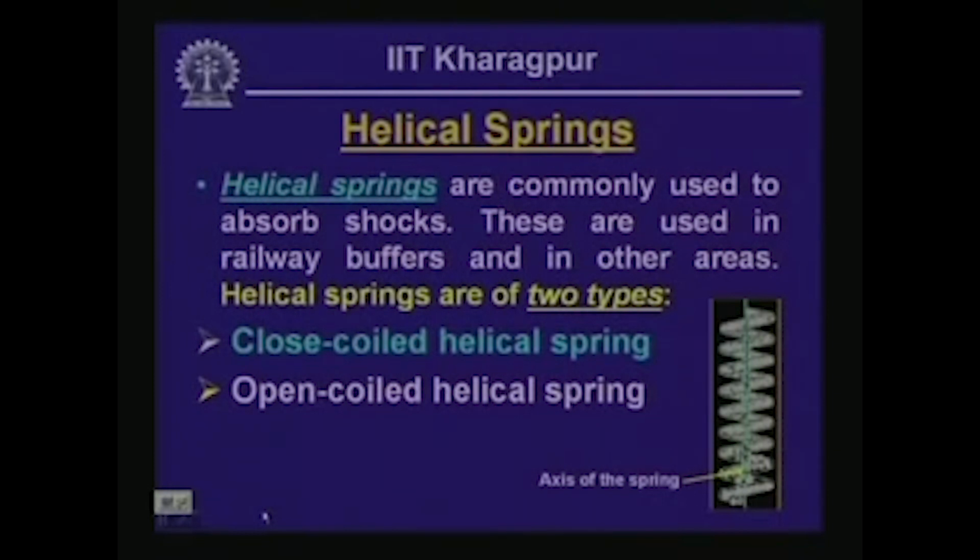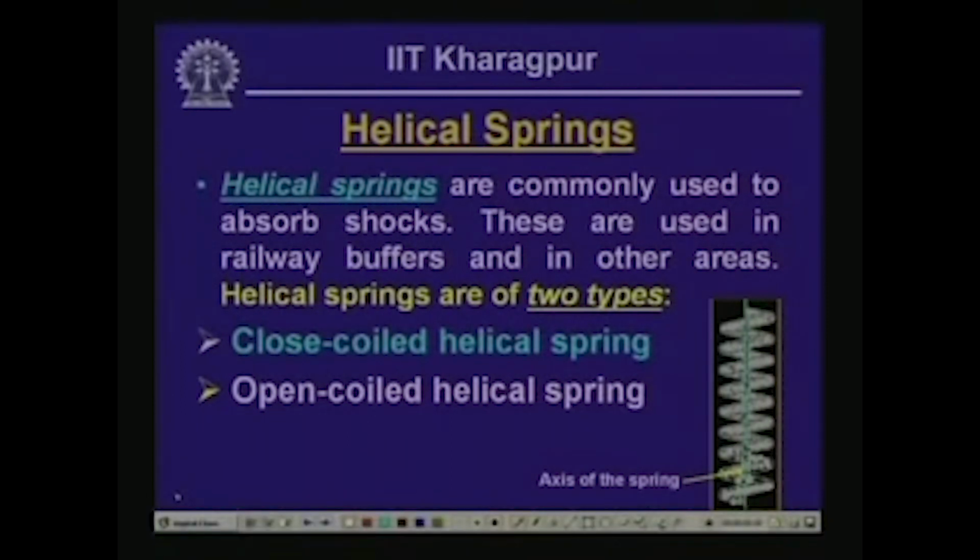Now, having looked into this, let us look into the aspects of the open coil helical spring. As I had told you last time, helical springs are commonly used to absorb shocks, and these are used in railway buffers and many other areas. Helical springs which have a helix in this form are of two types: one is called the closed coil helical spring and the other is called the open coil helical spring.